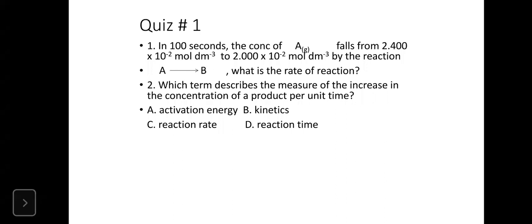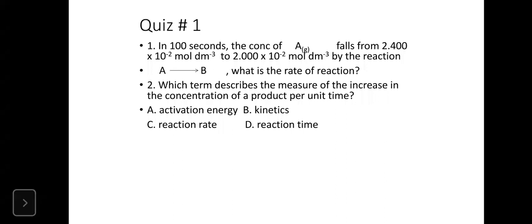So I'm going to tell you what to do here now. Look at that. I'm going to explain this to you. In 100 seconds, it's like in 1 hour, you travel from here to Lagos. So the time you spend is 1 hour. The time for this experiment is 100 seconds. The concentration of A, look at A. The concentration of A falls from 2.4 times 10 raised to minus 2 mole per dm cubed to 2.000 times 10 raised to minus 2 mole per dm cubed.